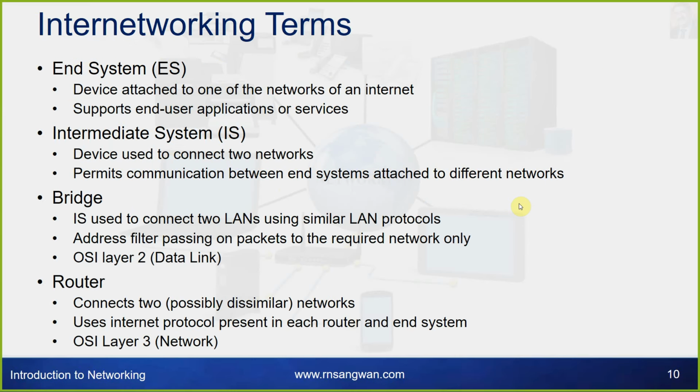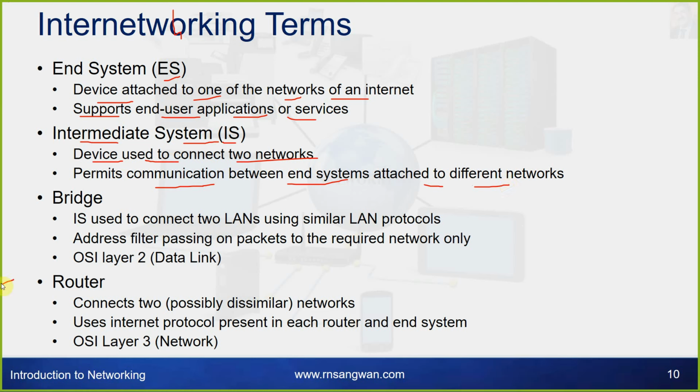Then internetworking related terms. We use these terms: end systems, that is ES in short. Devices attached to one of the networks of the internet. It supports end user applications or services. Then we have intermediate systems, that is IS. The device used to connect two networks. It permits communication between end systems attached to different networks. That means it is a bridge, or it is a switch, or anything which connects two networks.